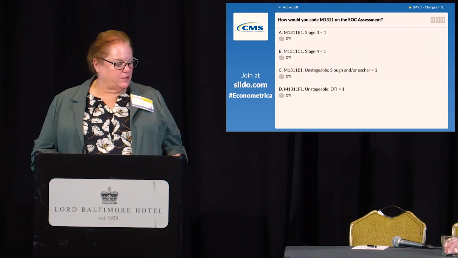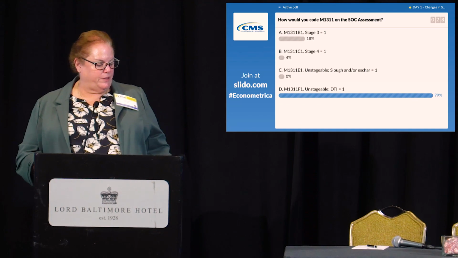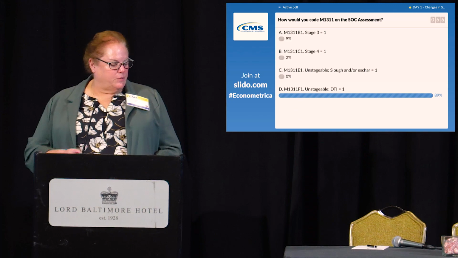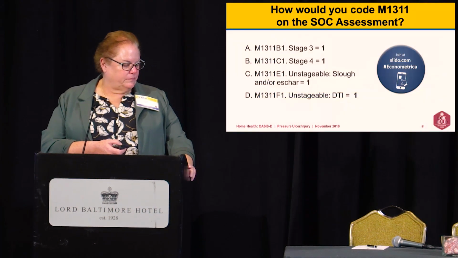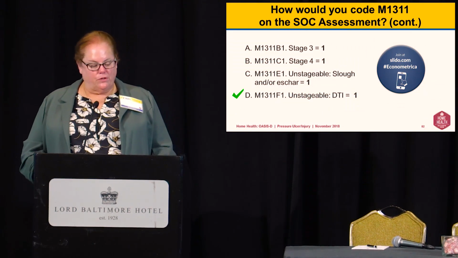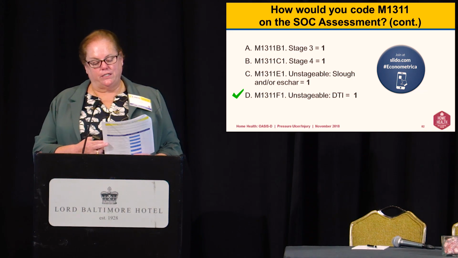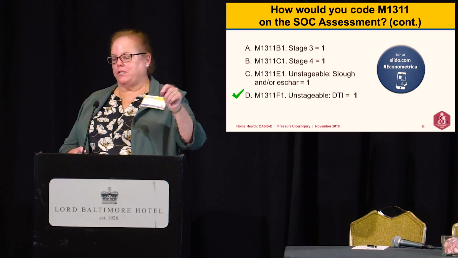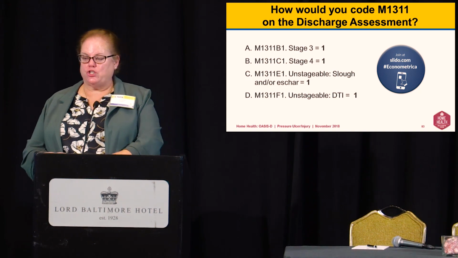Is it a stage 3, a stage 4, unstageable, slough or eschar, or unstageable deep tissue injury? Okay, and the majority of you said unstageable. Let's see what the answer is. And in fact, it is unstageable, remember? So the scenario is that the patient came into your start of care and they had a deep tissue injury on the right hip. So that's all you care about for start of care, right? Deep tissue injury. So the next question is, how would you code this at discharge?